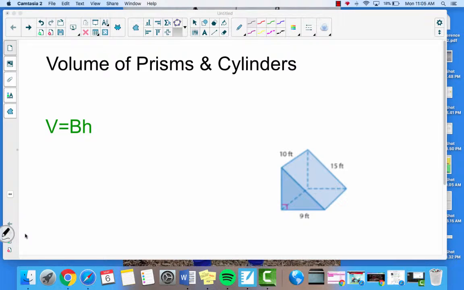Hello everybody, welcome to the section on volume for prisms and cylinders. The good thing about this section is we've got one formula that you're going to use and we're going to apply it to both the prisms and the cylinders.